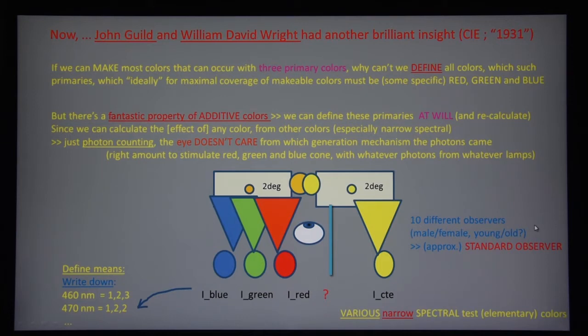And that's it. There's another fantastic property, even more brilliant. You can define these primaries at will. Because again, the eye doesn't care whether this is a certain red laser or another slightly different red. It just counts the effect of the photons. One laser will give a little bit more effect in the eye than the other one, but if it's a factor 2, for example, you can do the division and you can calculate one from the other.